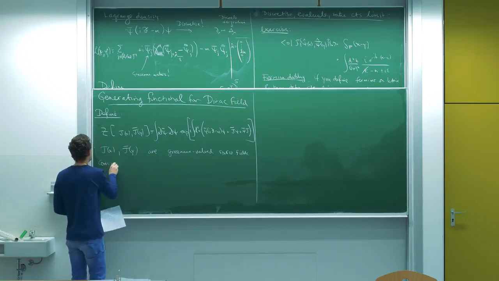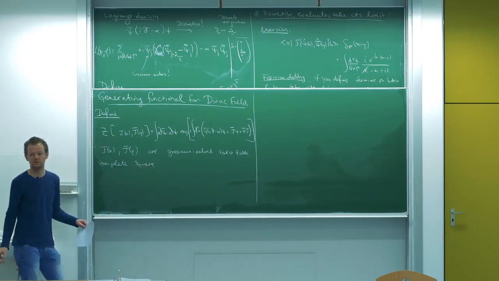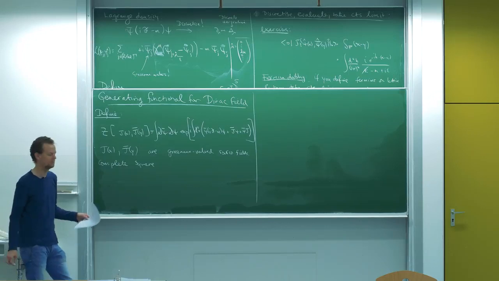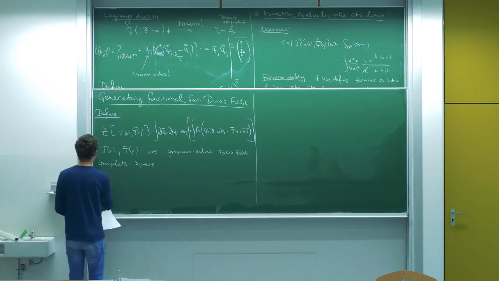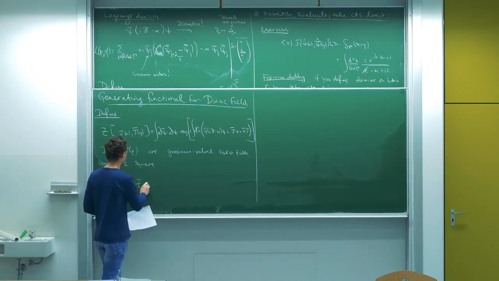Well, you know how to do this, right? How do you do any generating functional computation with Gaussians? You complete the square, and a little exercise later will lead you to the following expression.